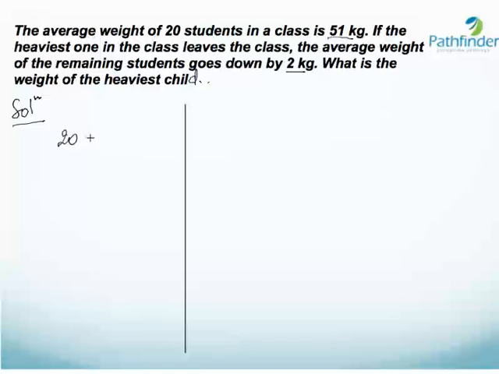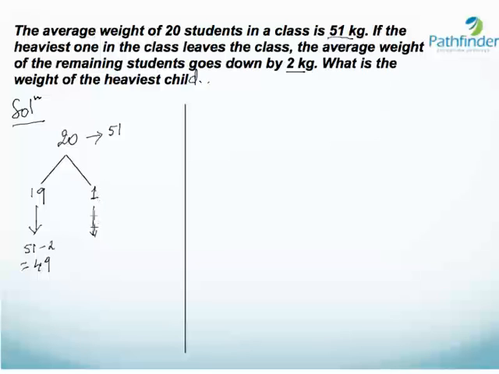The average weight of these 20 people is 51 kg, as is given to us. And this group of 20 is once again categorized into two parts. The first part comprising 19 students and the second part comprising one student. Now we know that when the heaviest student leaves, the average weight of the remaining 19 people goes down by 2. So therefore the average weight of these 19 people must be 51 minus 2, that is equal to 49 kg.